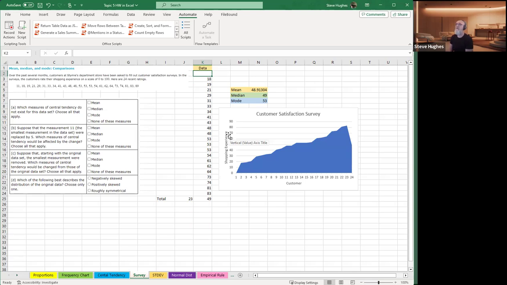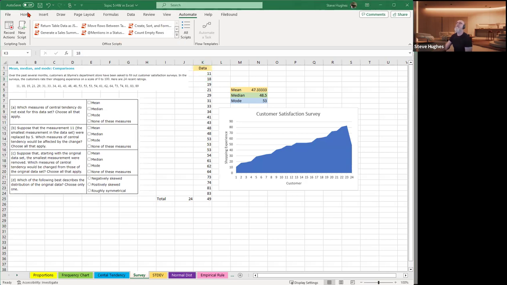All right. Which of the following best describes the distribution of the original data? Choose only one. Is it negatively skewed, positively skewed, or roughly symmetric? All right. I went ahead, guys, and I put a graph here for you. You can just mess around with the graphs and see which one you want to put here, right? There are lots of options you have.